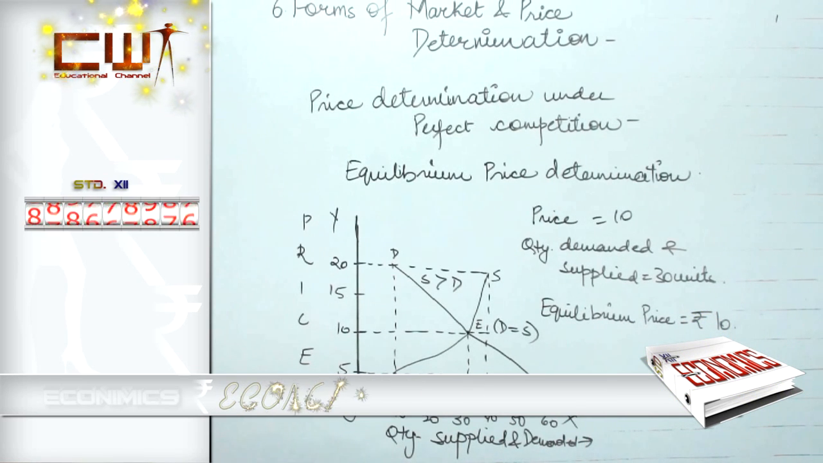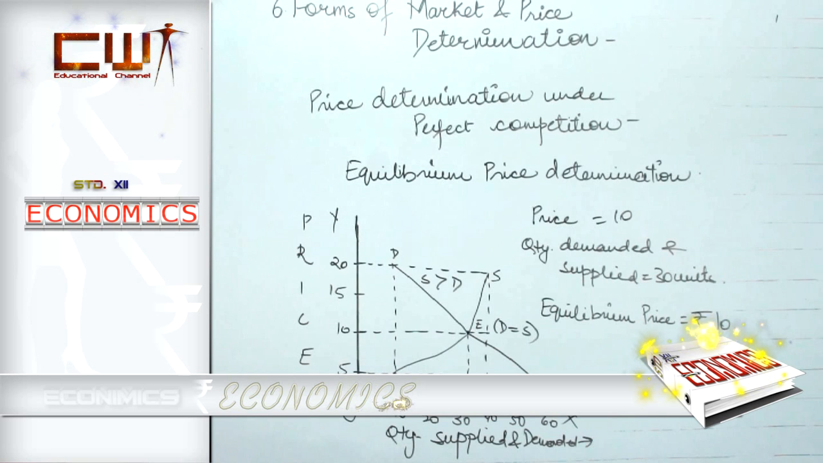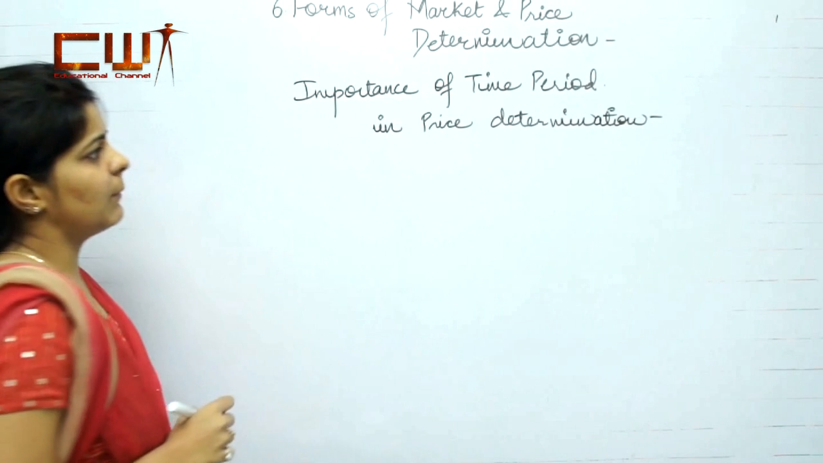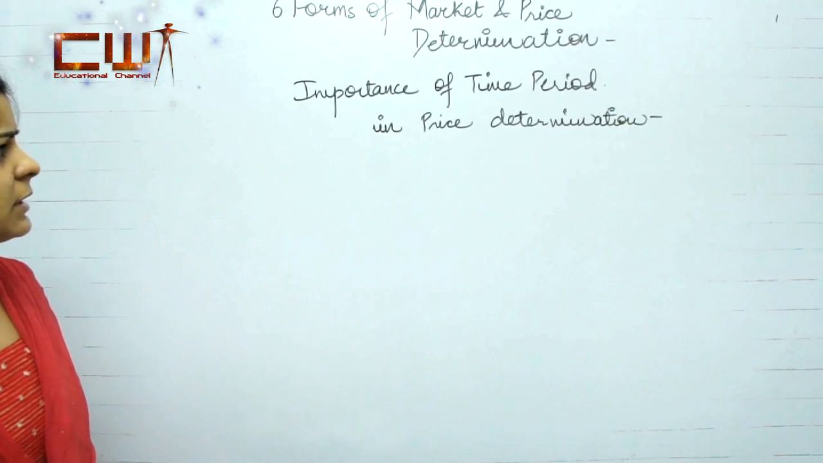From the schedule and diagram, it is observed that equilibrium price is determined by the interaction of demand and supply. It is the price at which demand is equal to the supply. It is the price which is going to prevail in the market. Now, the importance of the time element: importance of time period in price determination.